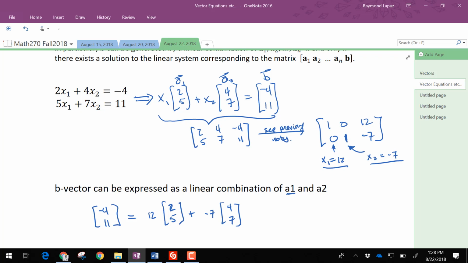Okay, and the solution that we got are what we refer to as the weights in our linear combination. Okay, and those weights happen to be the same as the solution to the original system that we have. Question?